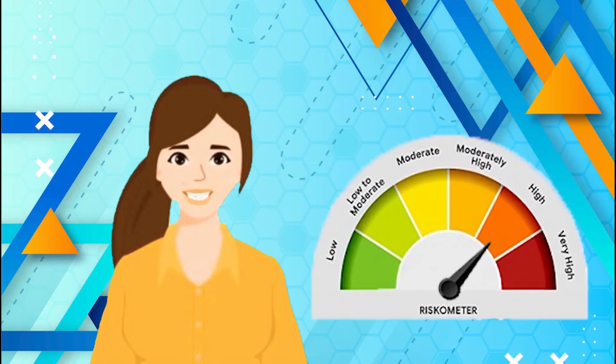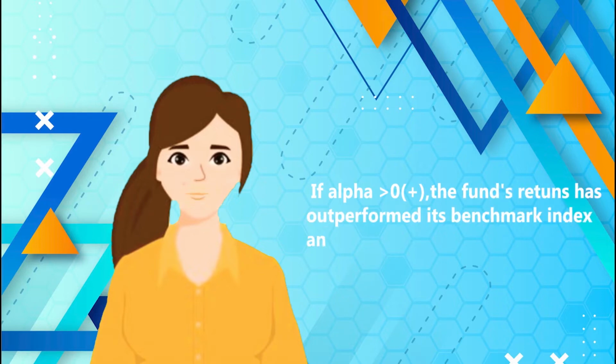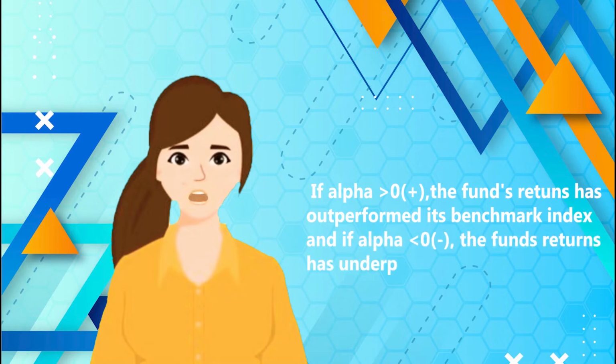It gauges an investment's performance given the price risk or volatility relative to comparable investment. If alpha is greater than 0, the fund's returns have outperformed its benchmark index, and if alpha is less than 0, the fund's returns have underperformed the benchmark. When the alpha is 0, its return matches the benchmark. Alpha is a historical number.